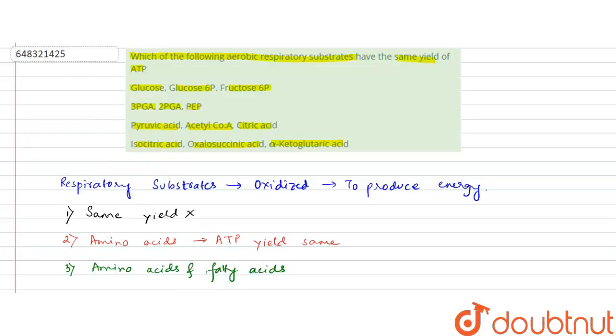And finally we have the fourth one, that is the isocitric acid, oxalosuccinic acid and alpha-ketoglutaric acid. Basically they are the steps of the citric acid cycle, and here we know that the ATP yield is not the same. So our answer to this question will be the second option, that is 3-PGA, 2-PGA and PEP.